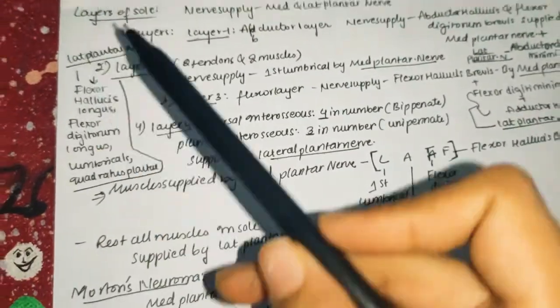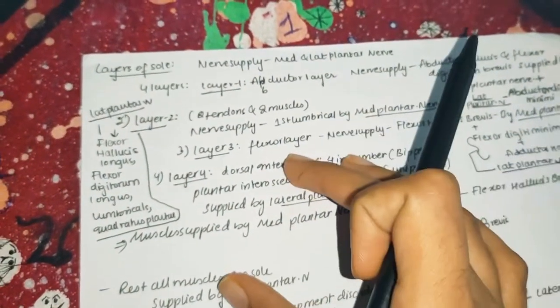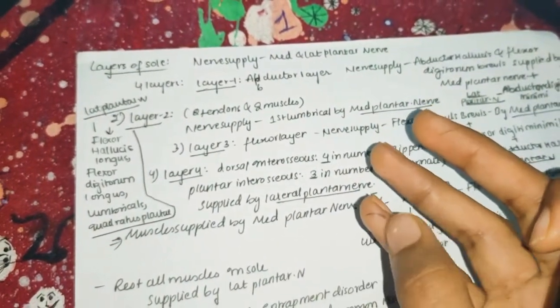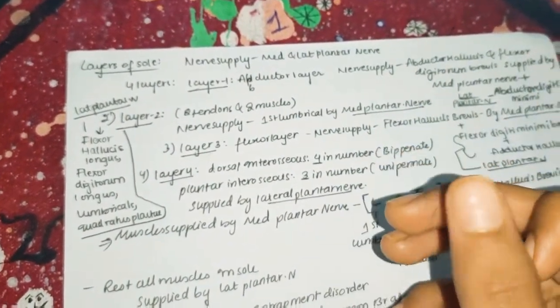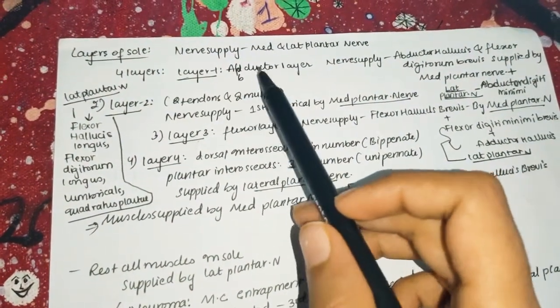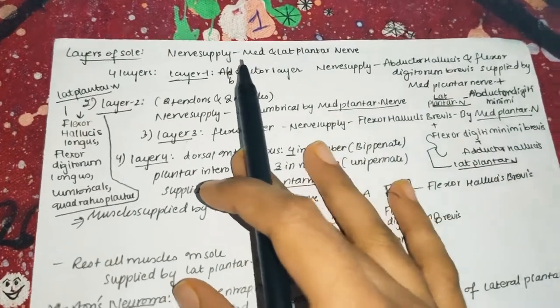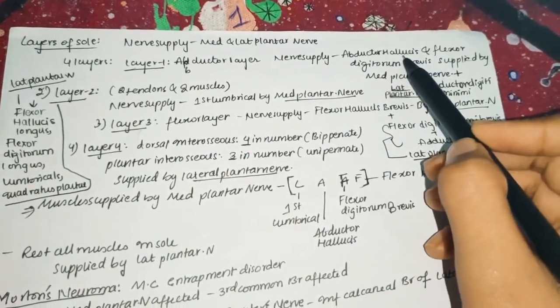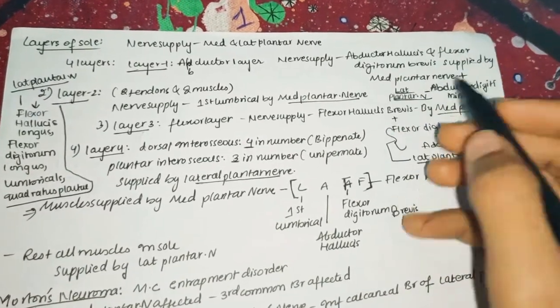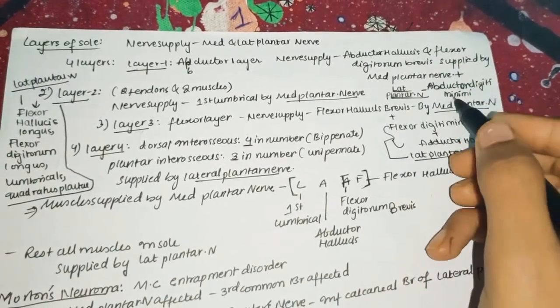Now you can see that these layers of the sole are supplied by the medial and lateral plantar nerves, which are coming from the posterior tibial nerve, right? The first layer is called the abductor layer. The nerve supply, especially for abductor hallucis and flexor digitorum brevis, is by the medial plantar nerve. The lateral plantar nerve supplies the abductor digiti minimi.